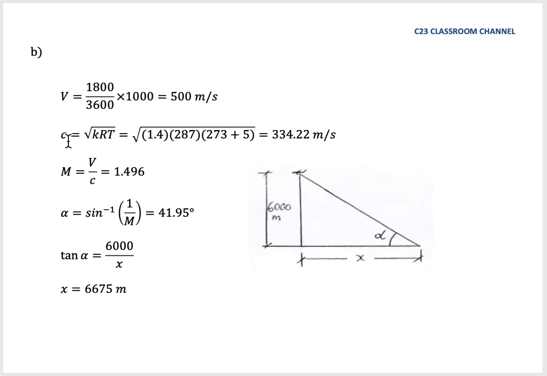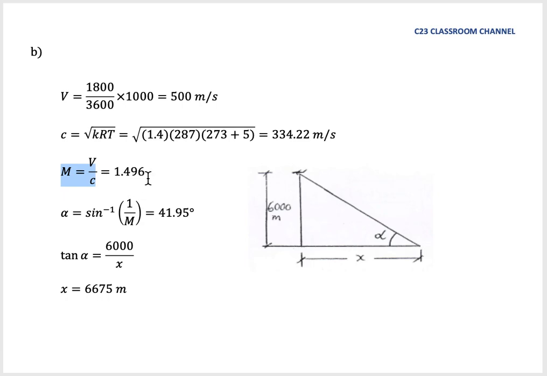Then we need to calculate the speed of sound by using this equation, a equals square root of KRT, where K is 1.4, R is 287, and T is 273 plus 5 degrees Celsius. Please bear in mind that the temperature here needs to be in Kelvin. So we get that the speed of sound is around 334.22 meter per second.